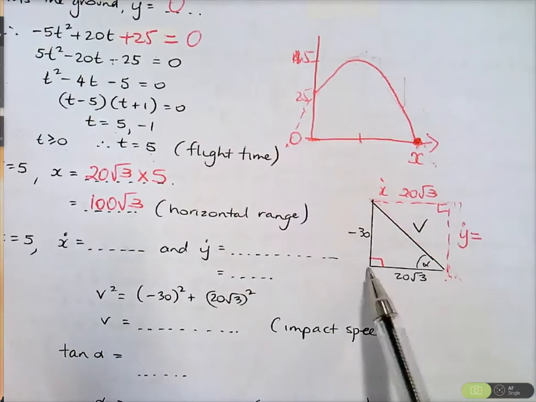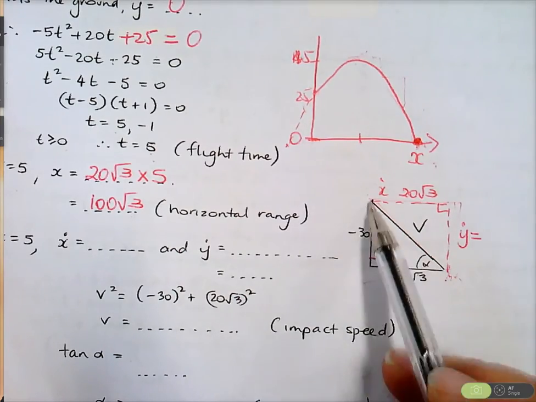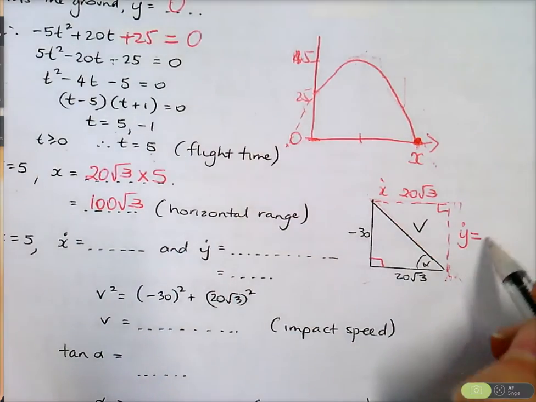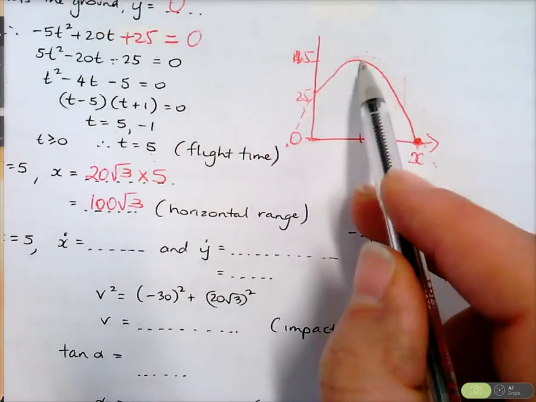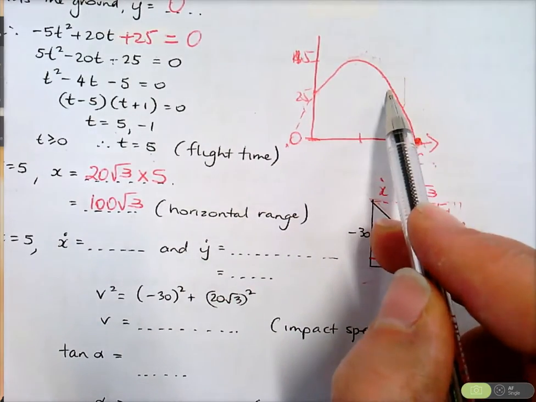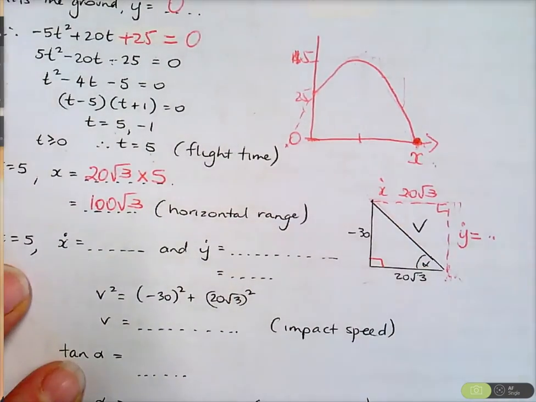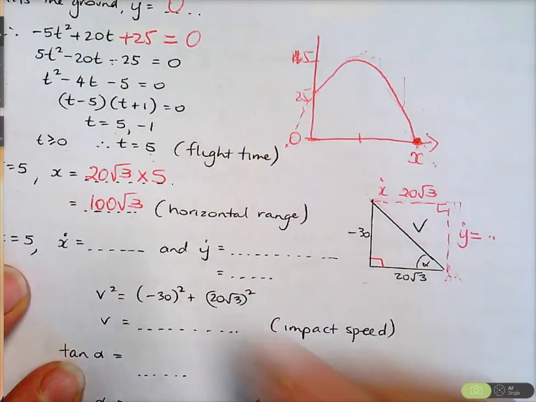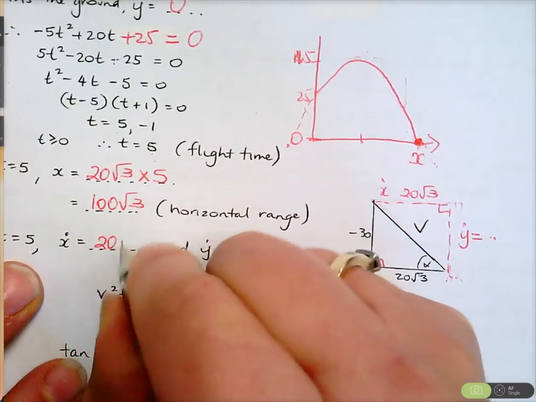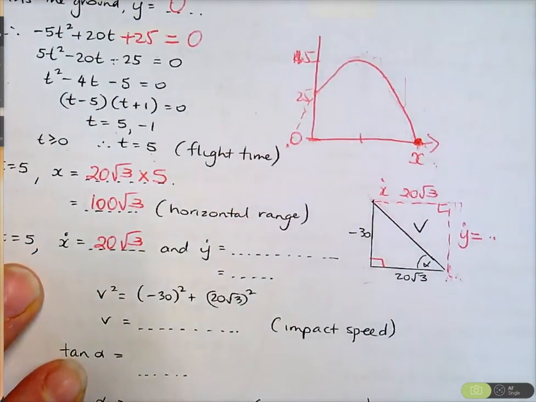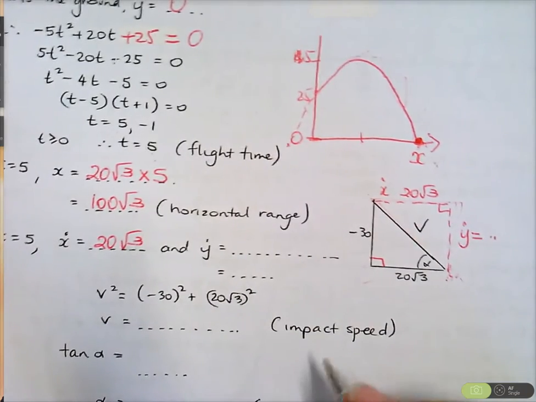If that's 20 root 3, that will be 20 root 3. Whatever you get here, you'll get the same there. Now, this one has to be negative, because look, across to the right is positive, down is negative. When t is 5, go back to the formulas for x dot. Isn't x dot a constant? 20 root 3. When t is 5, the formula for y dot is what?